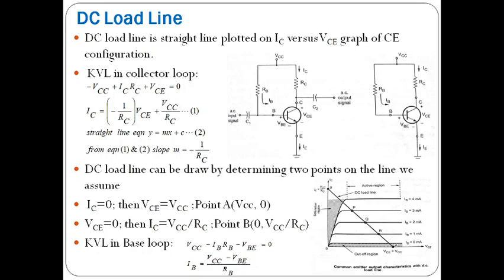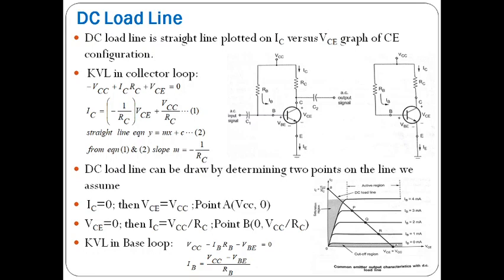So by comparing equations 1 and 2, we can say the slope of the line is m equals minus 1 by RC. Here m equals minus 1 by RC. So the DC load line can be drawn by determining two points on the line.